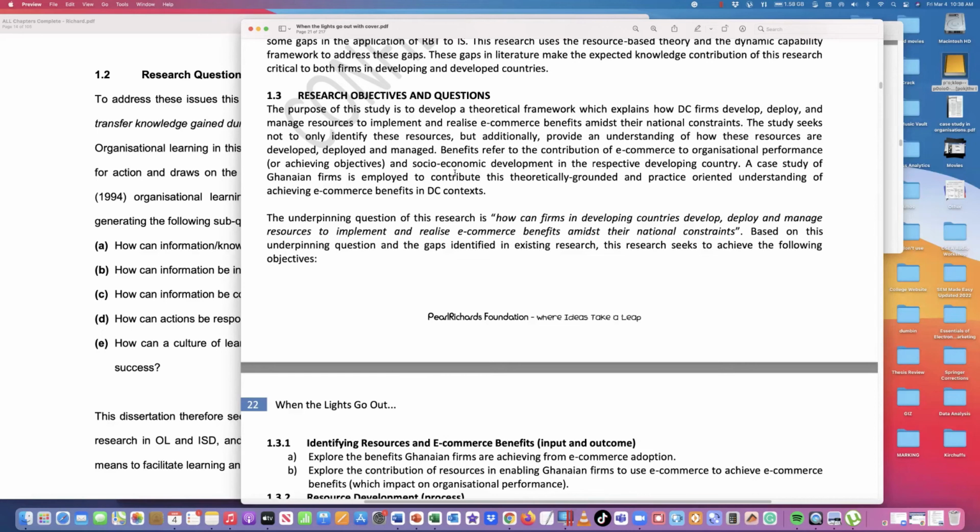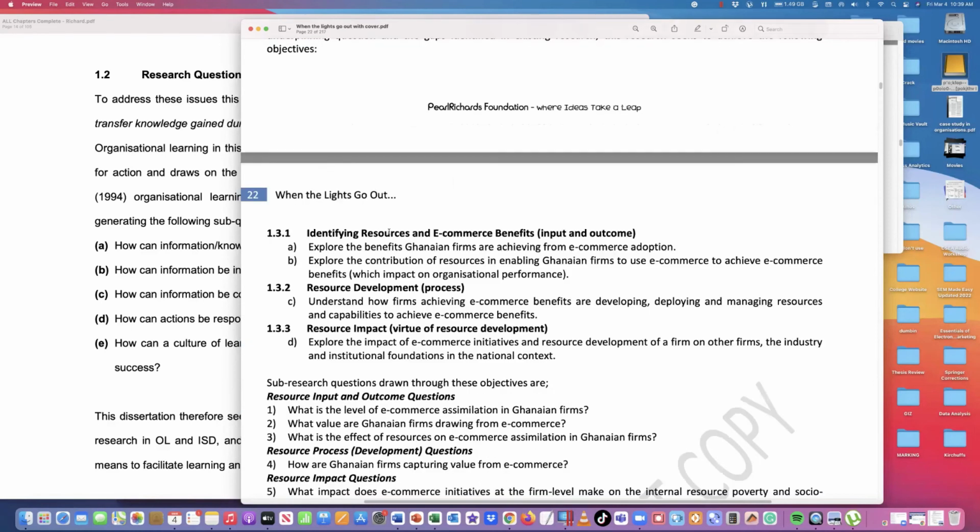Benefits refer to the contribution of e-commerce to organizational performance or achieving objectives and socio-economic development, irrespective of the developing country. A case study of Ghanaian firms was employed to contribute to this theoretically grounded and practice-oriented understanding of achieving e-commerce benefits in the DC context. The underpinning question of this research is how can firms in developing countries develop, deploy, and manage resources to implement and realize e-commerce benefits amidst their national constraints? Based on this underpinning question and the gaps identified in the existing research, the research seeks to achieve the following. One, identifying the resources and e-commerce benefits. So that is one of the objectives. In that, I have explored the benefits the Ghanaian firms are achieving from e-commerce, and explored the contribution of the resources in enabling the Ghanaian firms to use e-commerce to achieve e-commerce benefits.